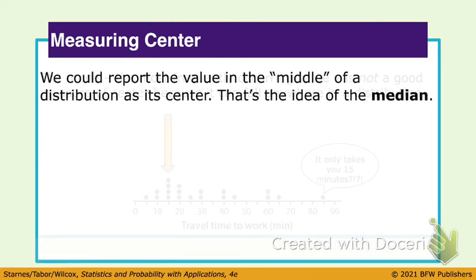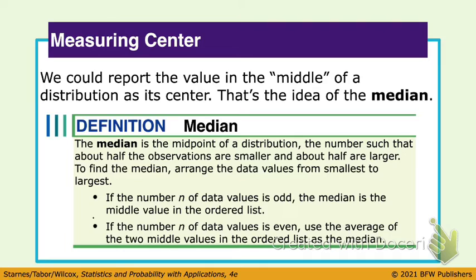So we could report the value of the middle of a distribution as its center, and so that is the median. The median is the middle value. So median is the midpoint. The median is the midpoint of the distribution. It's the number such that about half of the observations are smaller and about half are larger.